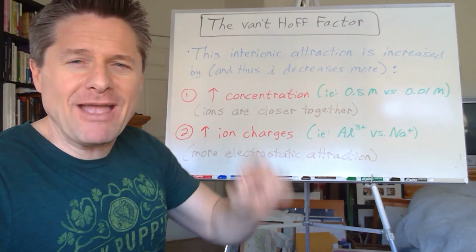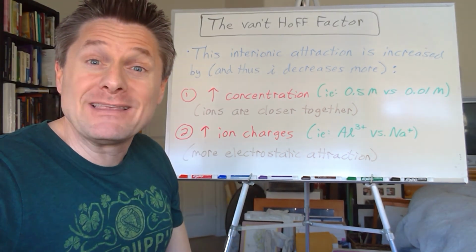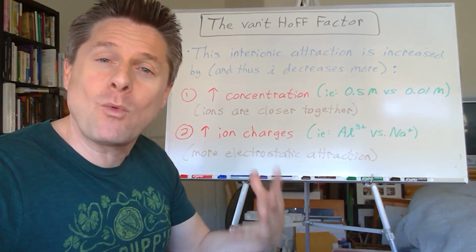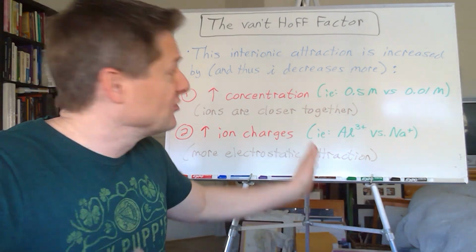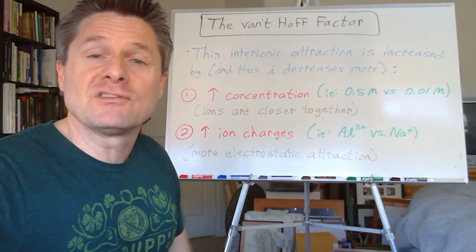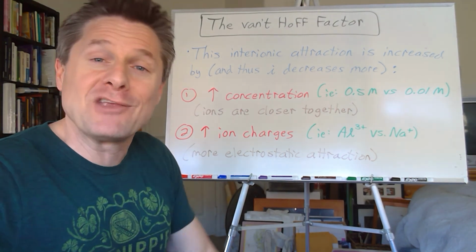We've got the van 't Hoff factor down. Now let's start looking at some of these specific colligative properties and get you some equations for ideal solutions, super dilute. We're making those assumptions, and we can apply some of these quantitative equations to it. Let's do it.